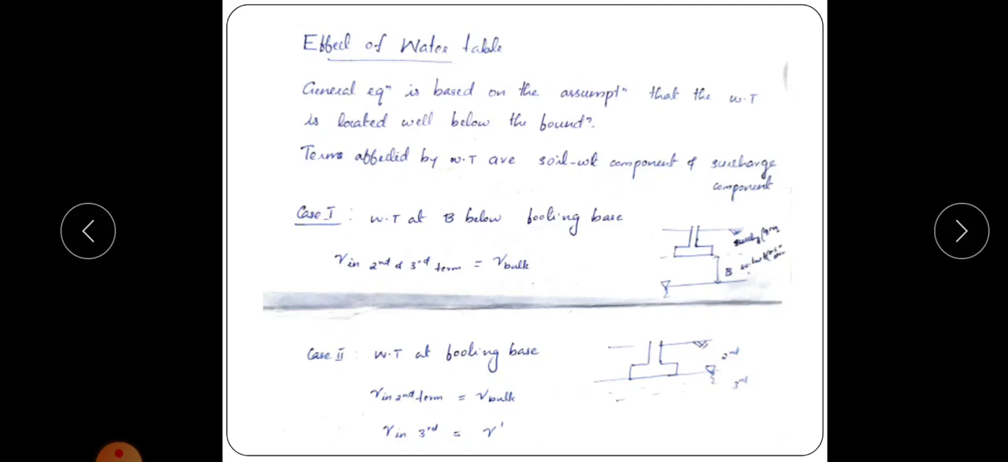So the equation will become, that is Qu is equal to cNc plus qNq plus 0.5 gamma dash B N gamma, because in third term only gamma changed as gamma dash, because water table is at footing base. Okay, so in a problem, if there is any location of water table, you just draw the rough sketch of the footing and mark the water table where it is located, and then change the unit weight component as gamma or gamma dash. Okay, that is the procedure. So this is the second case, that is water table is at footing base.